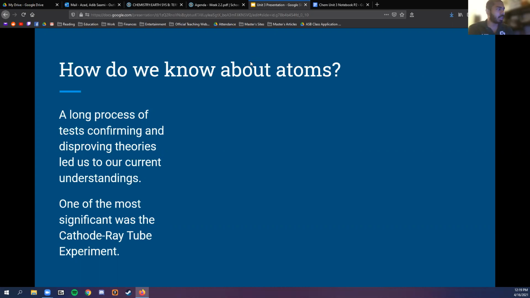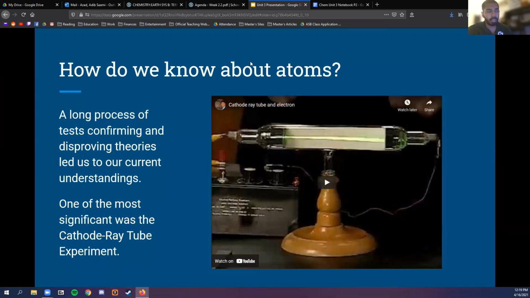Where it starts is in the early 1900s with experiments like the cathode ray tube experiment. As you can see, there's a green light right here. And that green light, if we take a magnet to it, will either be attracted or repelled. That gave scientists at the time an understanding that an atom is not just a block or just a sphere, it's got a charge to it, either a positive or a negative charge. And so this experiment was significant because it let scientists know just a little bit more about the atom.